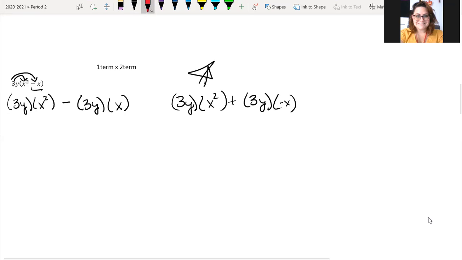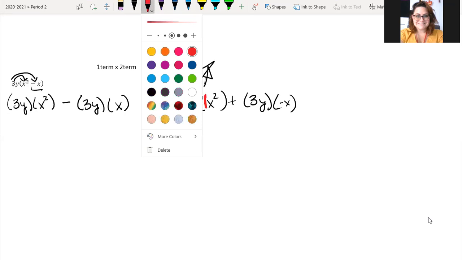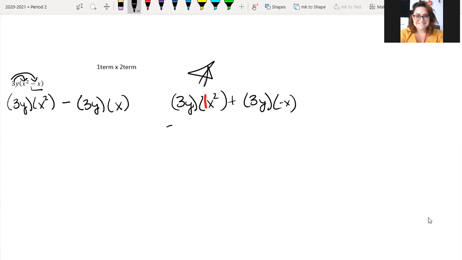So we would have 3 times 1, and 3 times 1 is going to give me 3. My x and my y cannot combine, so we would just have 3x squared y. Everything just kind of gets mushed together. On the next one, we would have 3y times negative x. Again, in front of x, there's a 1. So now we have 3 times negative 1, which would give me negative 3xy, because again, we just take our variables and smush them together since we cannot put them together. So that would be the answer for that one.